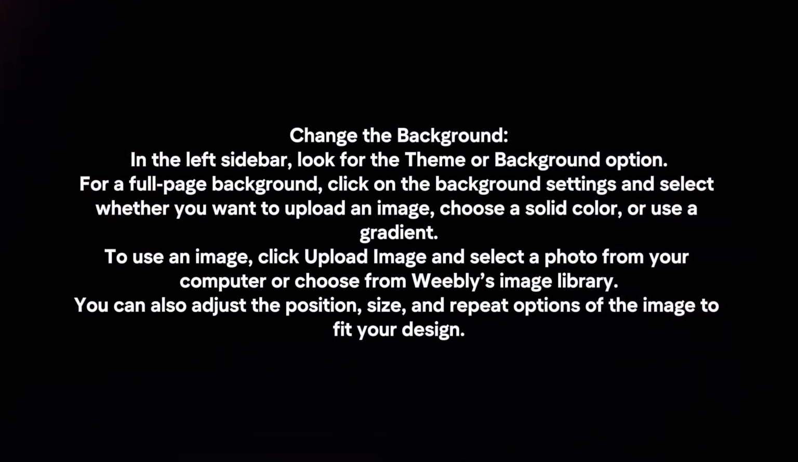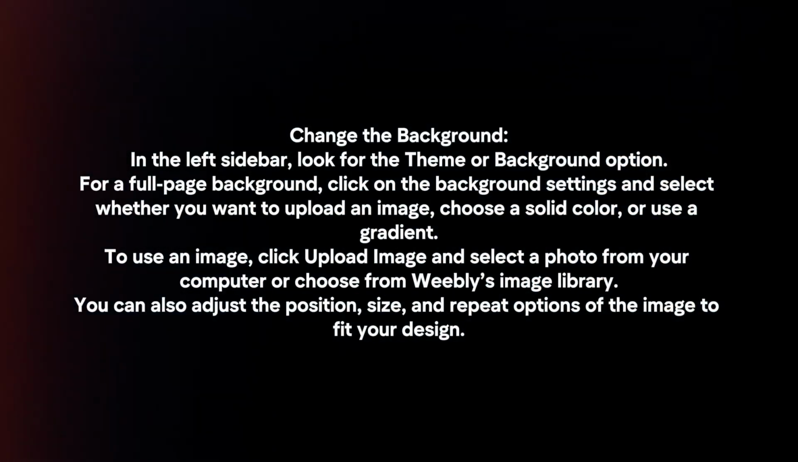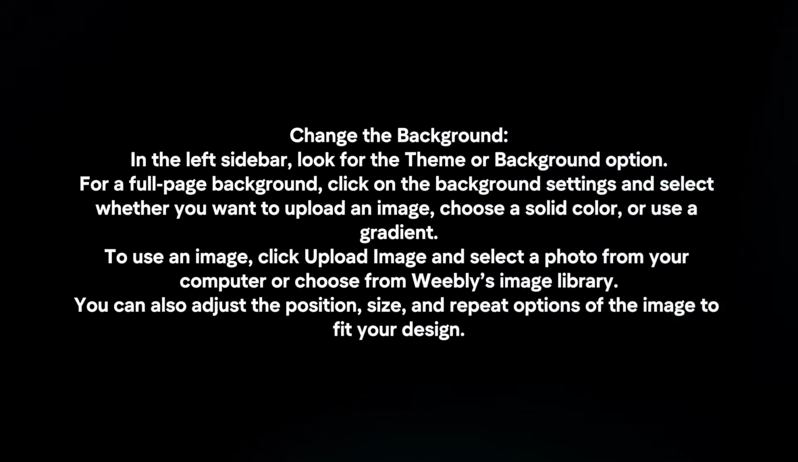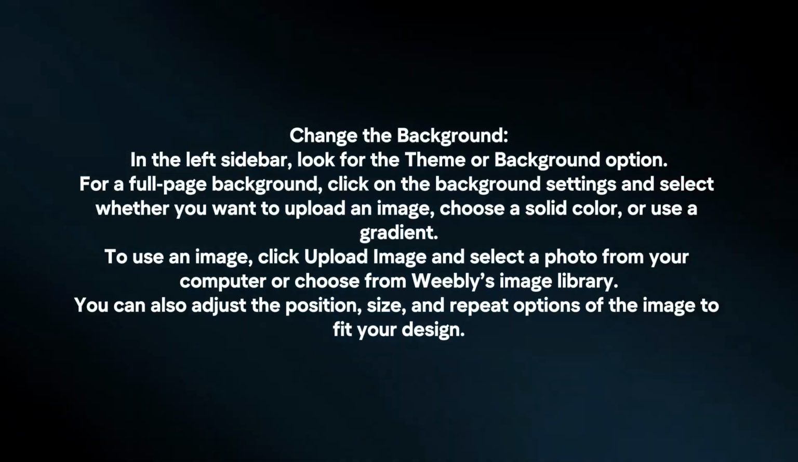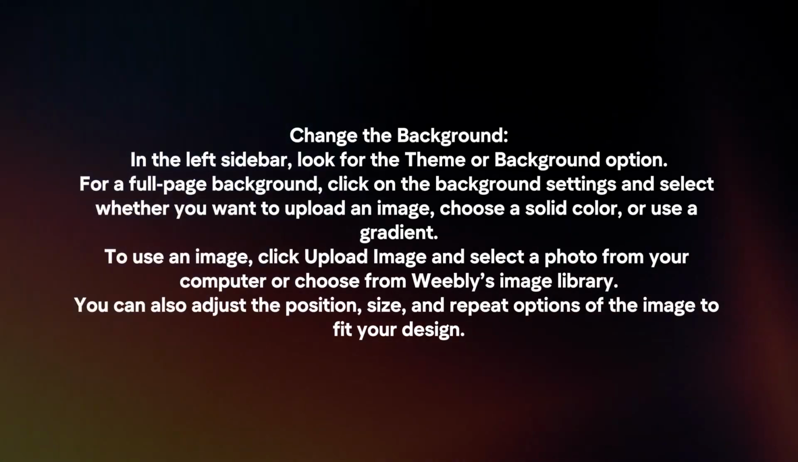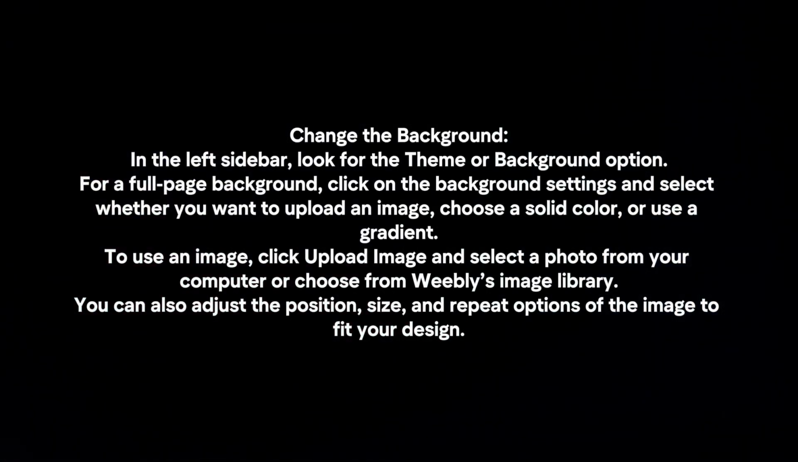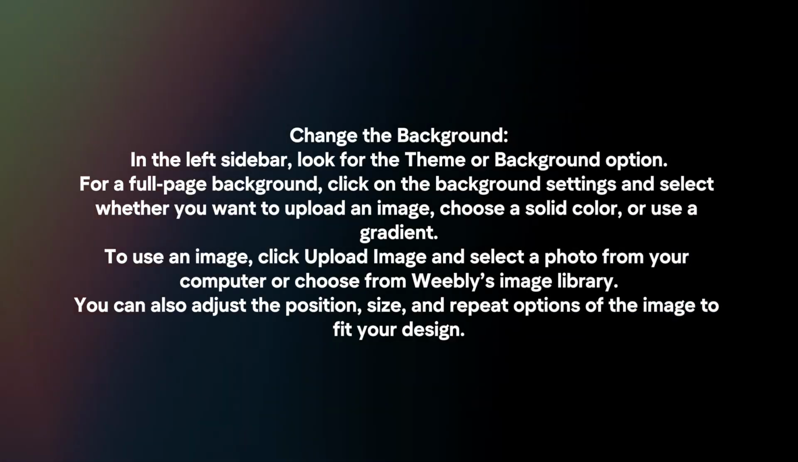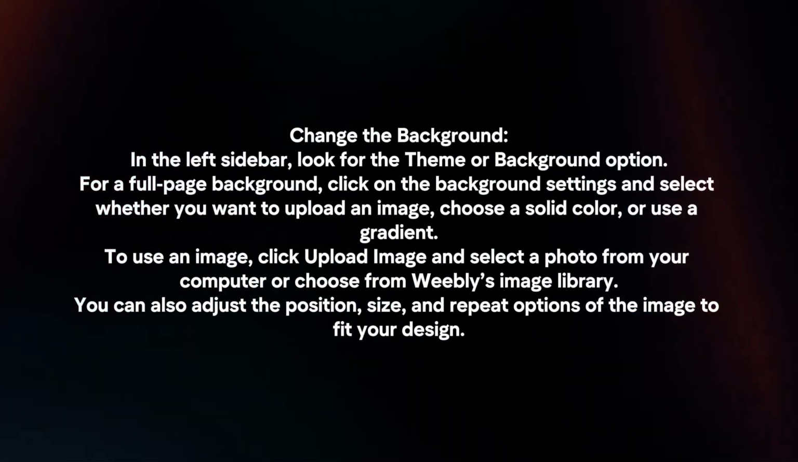Change the background. In the left sidebar, look for the theme or background option. For a full page background, click on the background settings and select whether you want to upload an image, choose a solid color or use a gradient. To use an image, click Upload Image and select a photo from your computer or choose from Weebly's image library. You can also adjust the position, size, and repeat options of the image to fit your design.